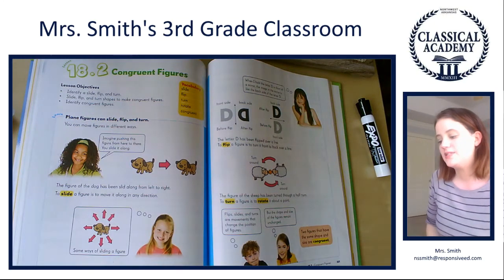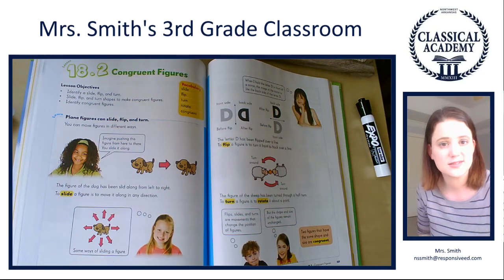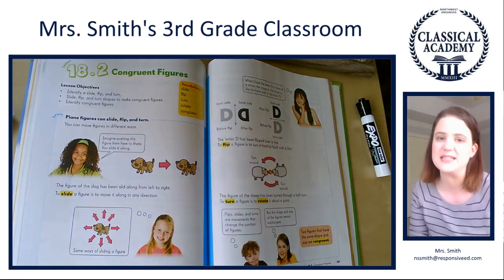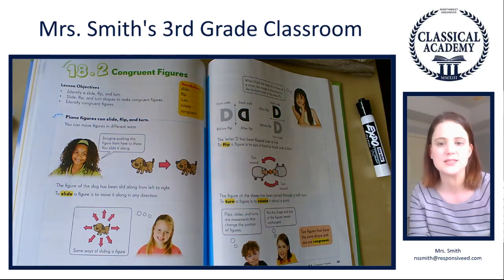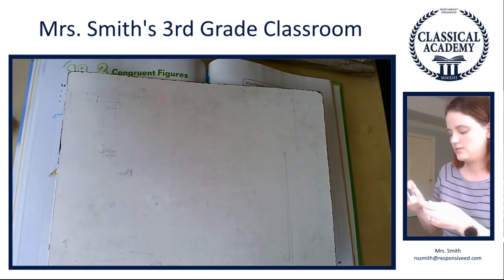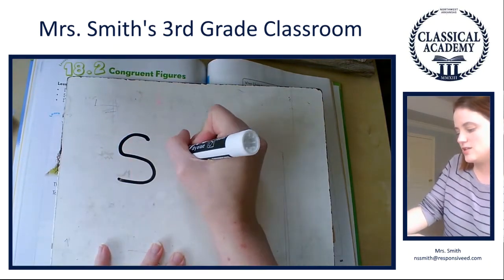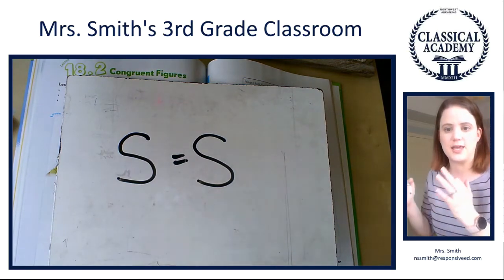18.2. Today we're going to use the word congruent. Can you say the word congruent? Very good. Congruent means same. They are the same. If something is congruent, it's the same thing as saying equal to. So if I were drawing some shapes, this S is congruent to this S. They're the same size, they're the same shape.